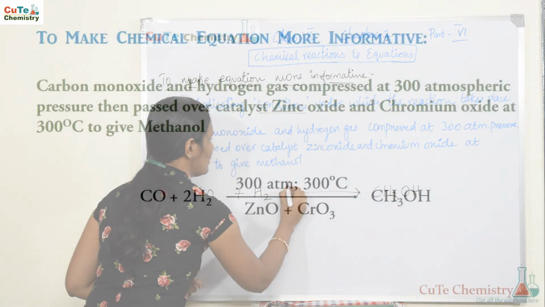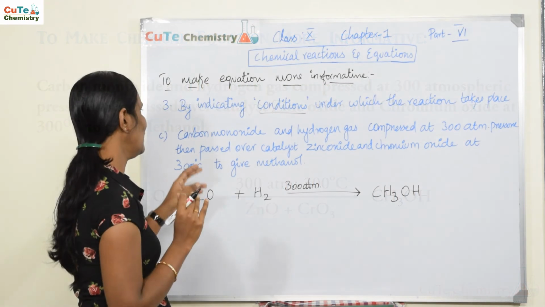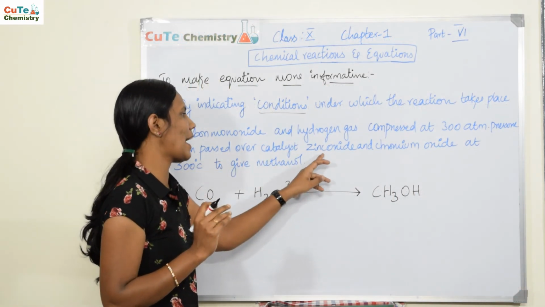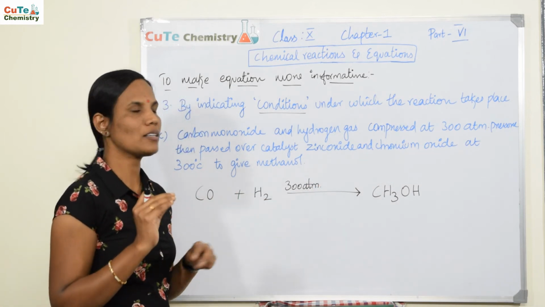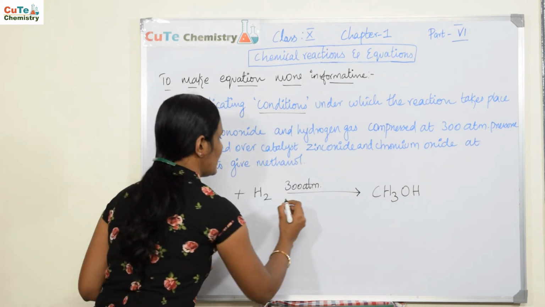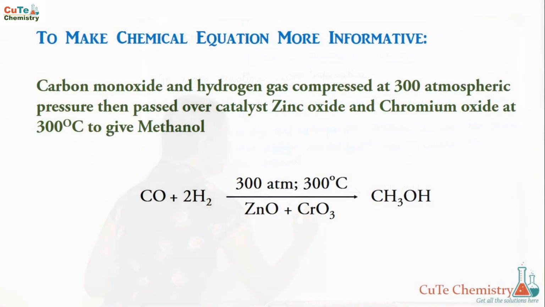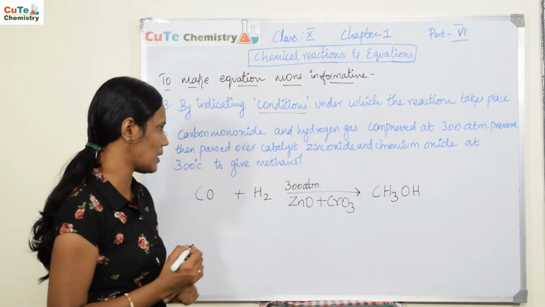So we can write 300 atm, which means 300 atmospheric pressure is required, and then it is passed over a catalyst of zinc oxide and chromium oxide. The formula for zinc oxide is ZnO. Along with that, it needs chromium oxide also, so plus CrO3. That is the formula for chromium oxide.